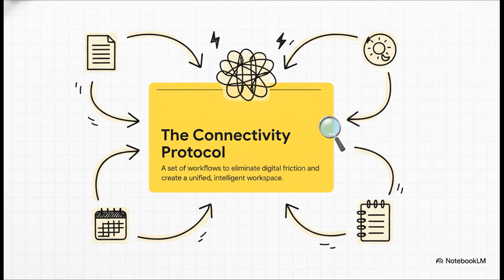So, to be really clear, the connectivity protocol is basically a set of 4 integrated workflows. They're designed to get rid of all that digital friction we were just talking about. The whole goal is to transform your separate apps, your docs, your calendar, your notes, into one intelligent, interconnected workspace.